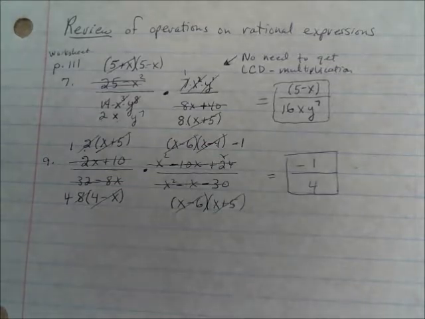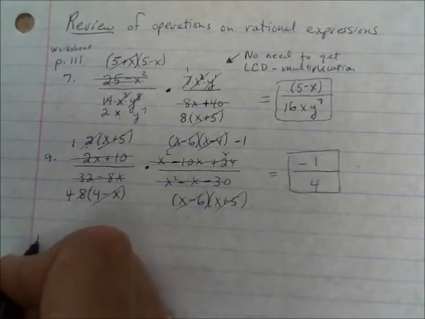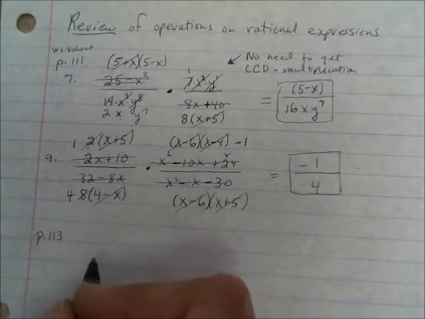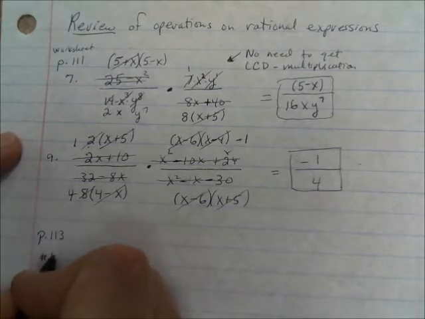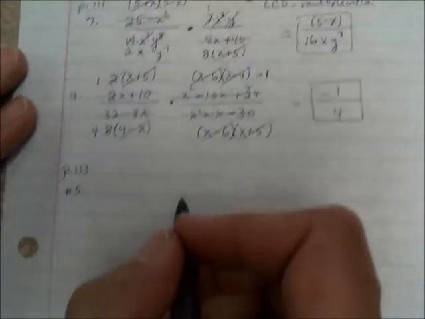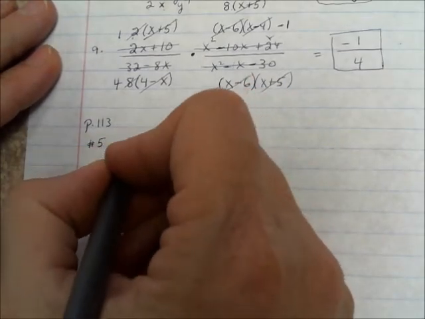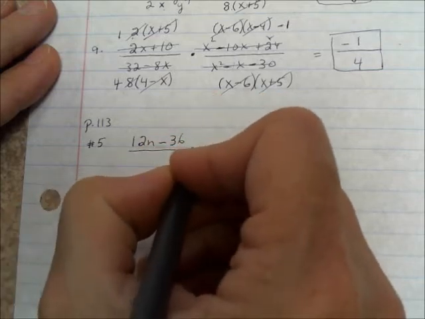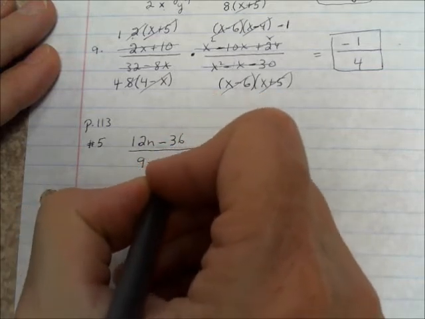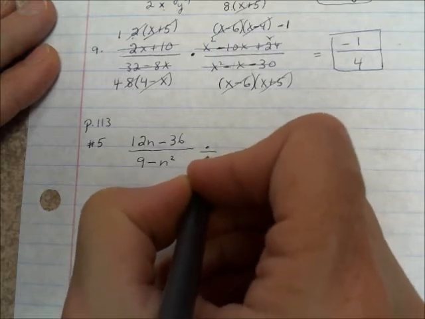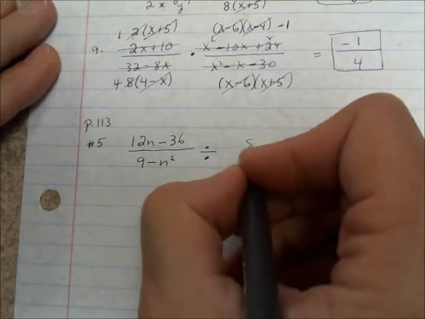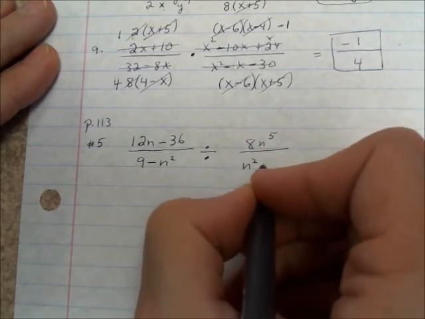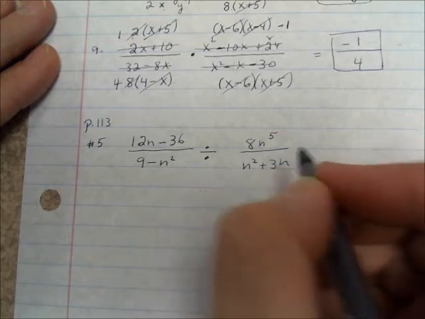Now we're going to go over to another page of our worksheets, and this is from page 113. We're just going to do one problem on this page, question number 5. And this is a division question. So number 5 says 12n minus 36 over 9 minus n squared. We're going to divide that by 8n to the 5th all over n squared plus 3n.